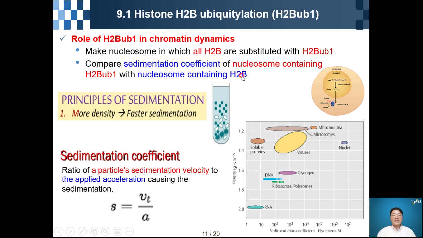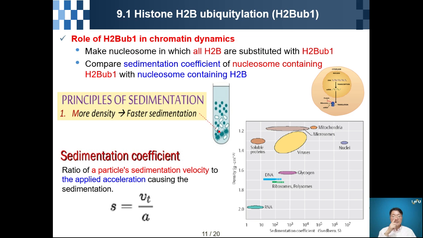So what is the sedimentation coefficient? Before I explain it, I will explain the principle of sedimentation. After centrifugation, we usually find that molecules with more density exhibit faster sedimentation. So this molecule will be precipitated much earlier, like this.